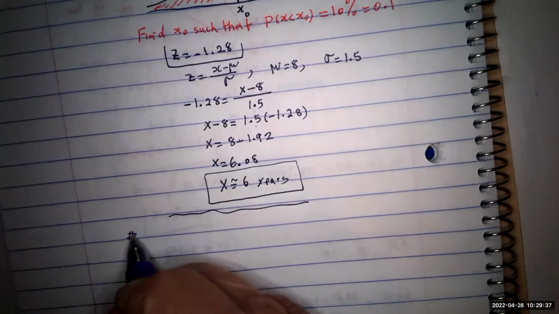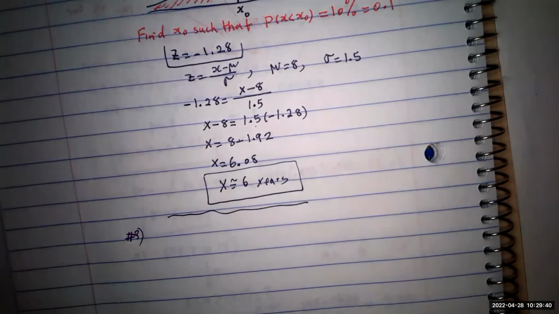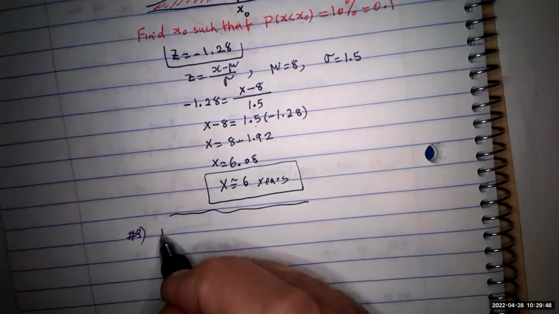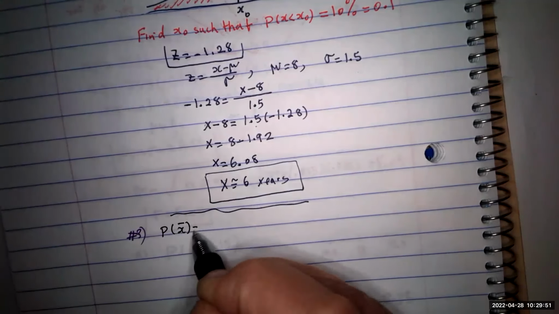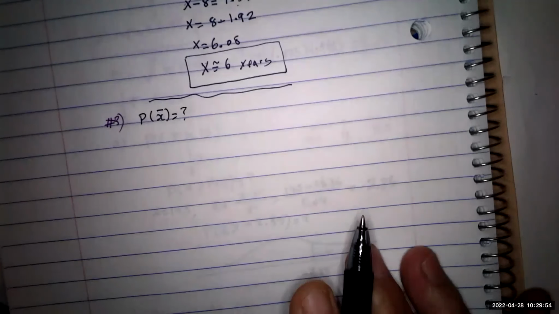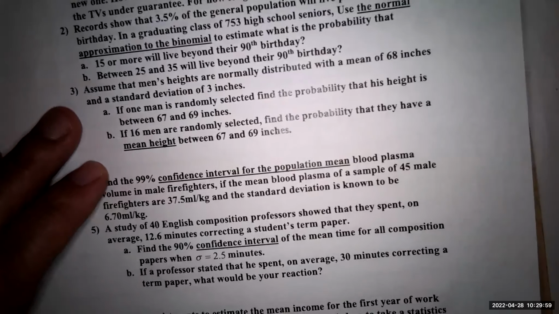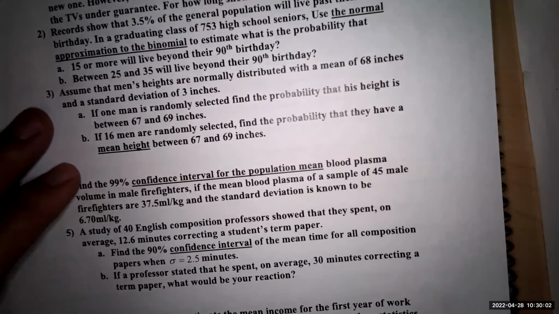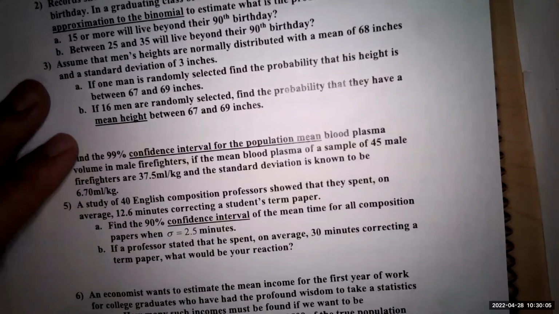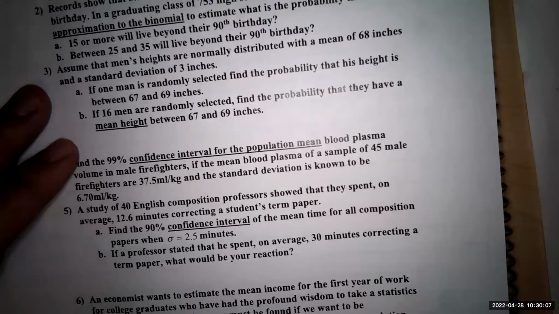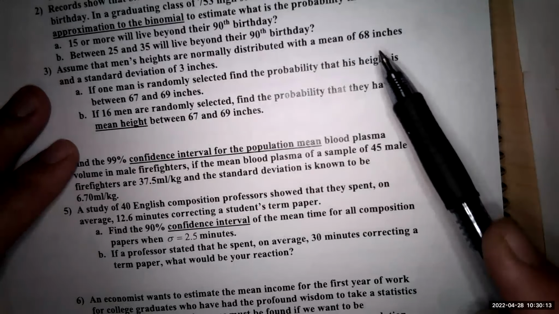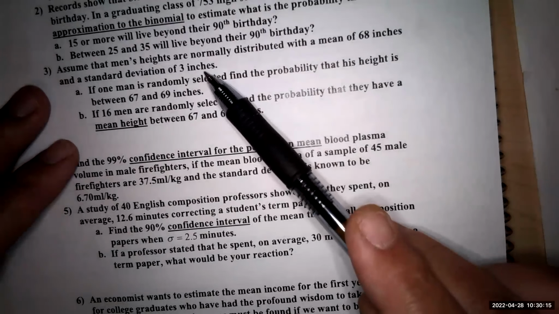Number 3 is the next topic that we have. Number 3 would be P of X bar, the distribution of a sample mean. This is the problem related to the P of X bar. So you read the problem carefully. It's going to be a two-part problem. We're checking the mean heights. The information is to assume that the heights are normally distributed with a mean of 68 inches and a standard deviation of 3.